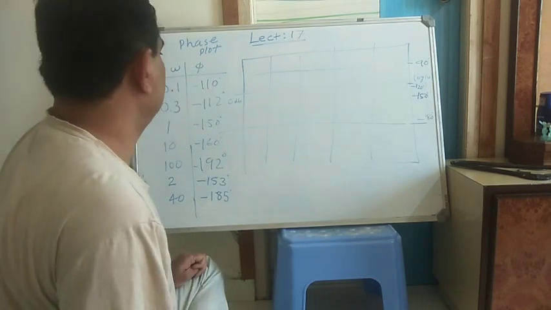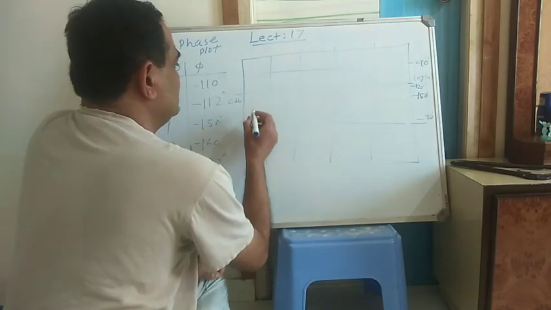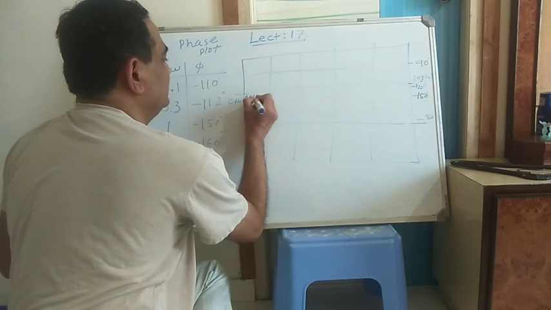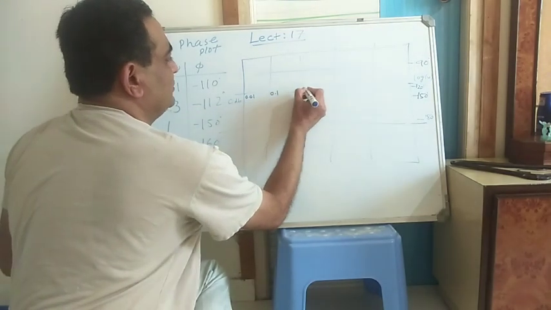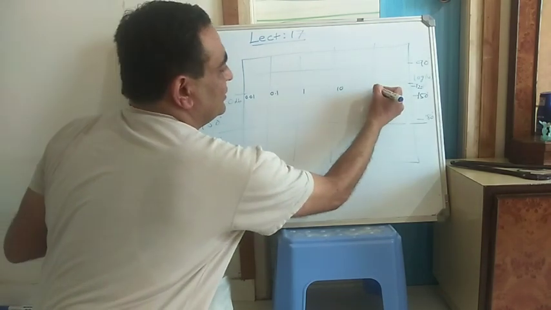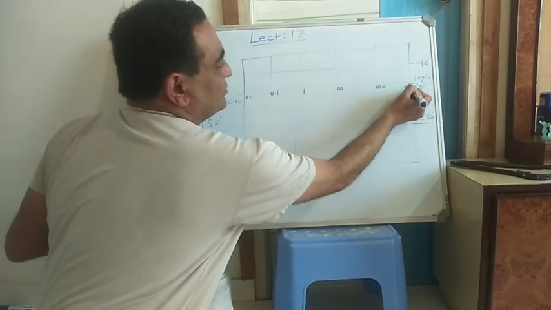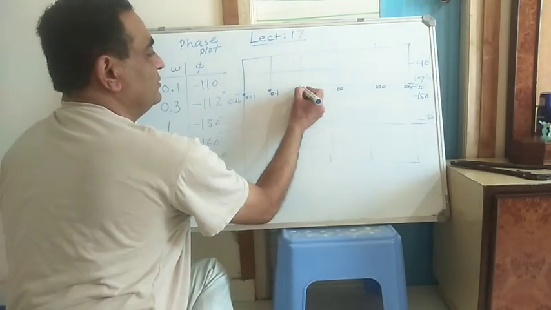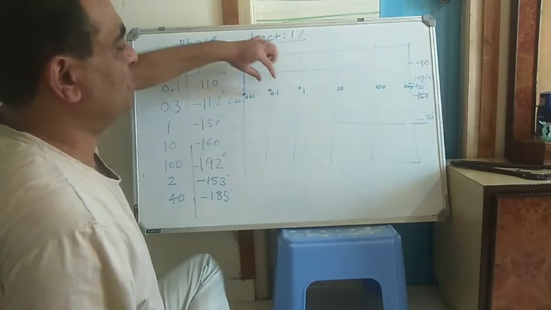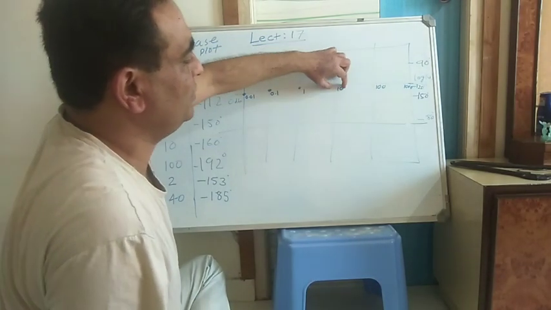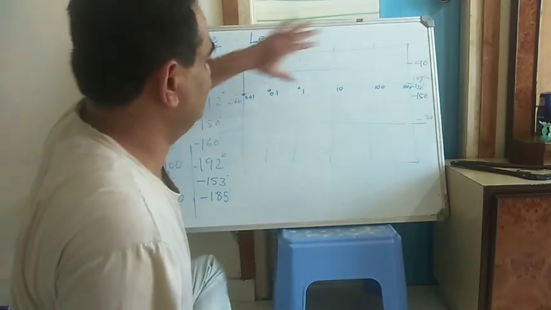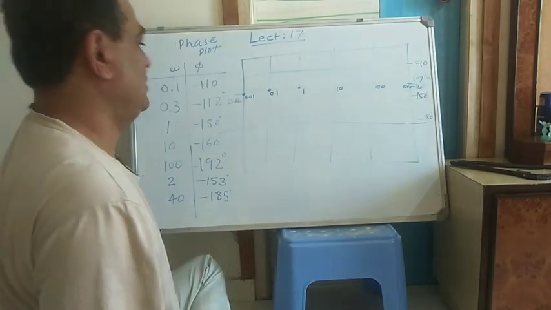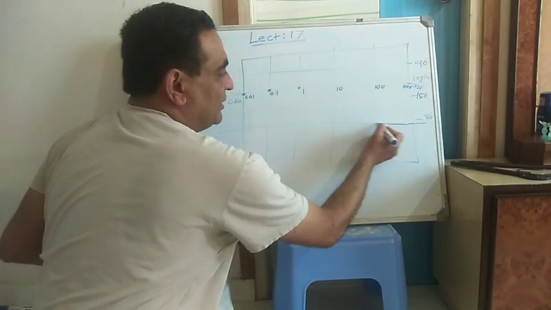Now, this is 0.01. This is 0.1. This is 1. This is 10. This is 100, and this is 1000 in log scale. So 10 raised to minus 2, 10 raised to minus 1, 10 raised to 0, 10 raised to 1, 10 raised to 2, 10 raised to 3, logarithmic scale. This is how the axis of log omega is defined. And note down, this is the minus 180 degree line. This line is very important.